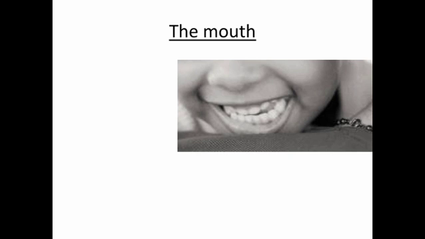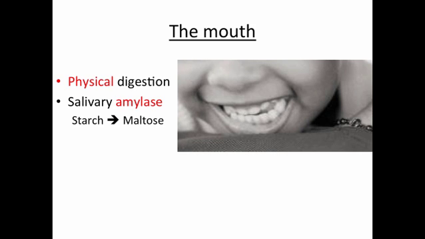Bit of a recap from last time. So you know that food is physically digested in your mouth. That means that the food is broken up into smaller parts. Also, saliva is produced, and that saliva contains enzymes, specifically salivary amylase, a carbohydrate enzyme that turns starch into maltose. So physical digestion starts in the mouth, but also chemical digestion happens as well, using enzymes.